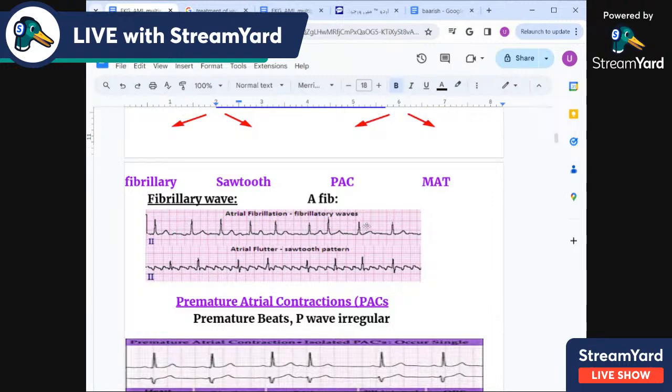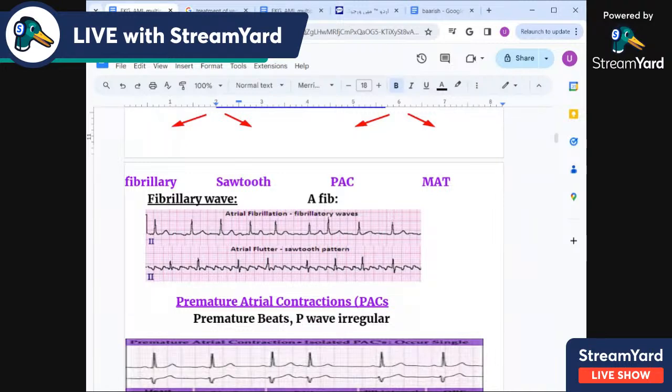Rhythm is irregularly irregular, and the P wave is absent or fibrillary, and QRS is narrow, because if the block is above the bundle of His, then it causes narrow QRS, and if the block is below the bundle of His, then it causes wide complex QRS.